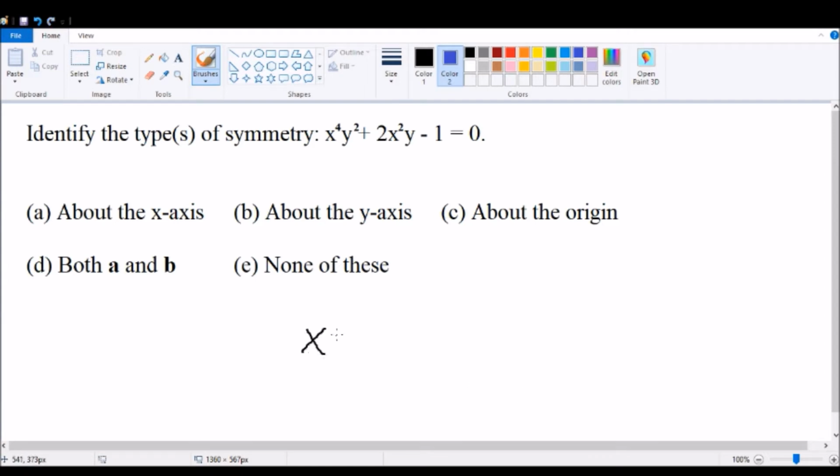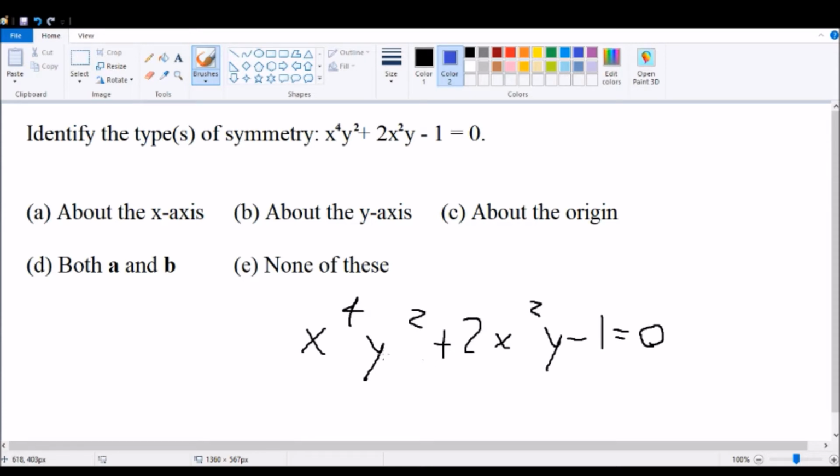Here, let's just rewrite it down here. x to the fourth y squared plus 2x squared y minus 1 is equal to 0. So, what this question was asking, it says identify the types of symmetry for this function, and the answer choices are A, about the x-axis, B, about the y-axis, C, about the origin, D, both A and B, and E, none of these. And so, there was a very easy way to do this.